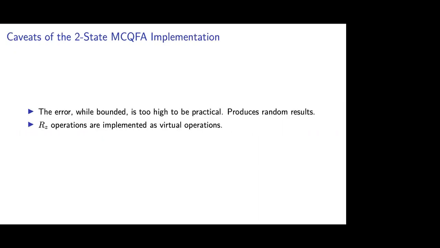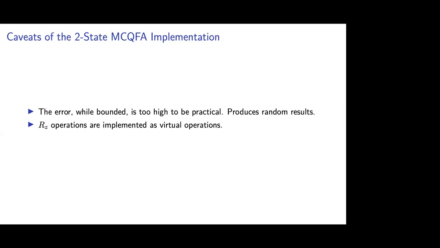With this implementation, there are several caveats. The notable one is that the bounded error, while bounded, is a bit too high, so we mostly get random results. The second caveat is that RZ operations are implemented on IBM hardware as virtual operations, so no real operation is actually carried out while the automaton runs. It's just the control circuit computing something, but no real quantum effect is observed. So this is even less of a simulation, and we don't want that.